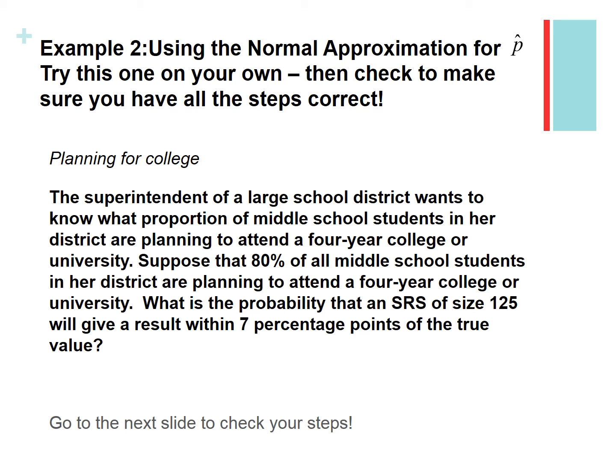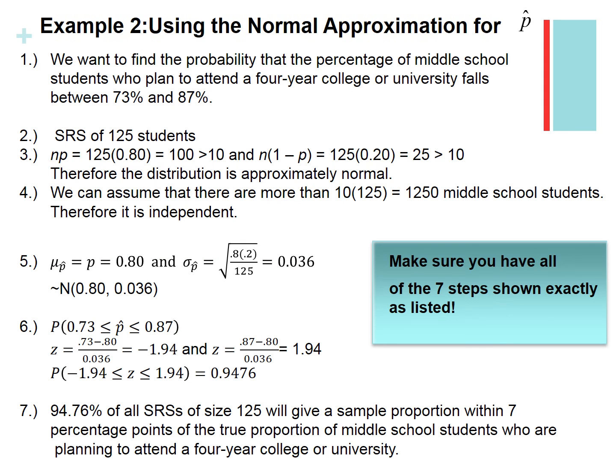125. We're not just finding the probability that any given student is going to be within 7% of the true value, but if I take a sample, what's the probability that the sample will give a result within 7 percentage points of the true value? You should have used your state, plan, do, conclude method.